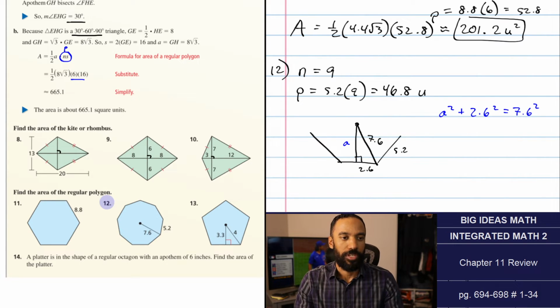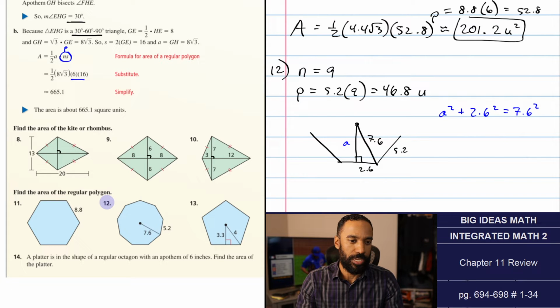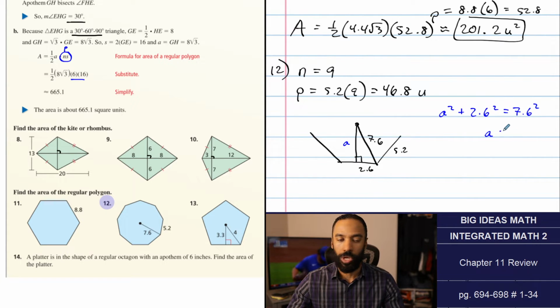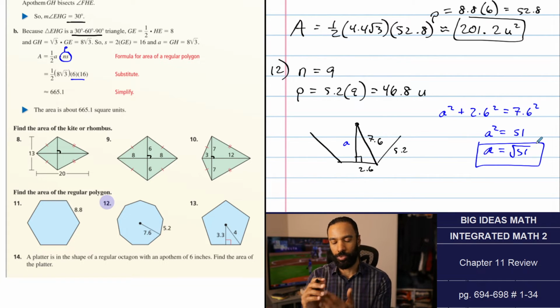Let's do that first, because I want to see what they look like. So 7.6 squared is 57.76. I'm going to subtract the 2.6 squared already. 2.6 squared, oh, 51. Okay, that's an exact value. So a squared is 51, so a is the square root of 51. I'm kind of liking that one as far as what to use, because here's the other way we can do this.